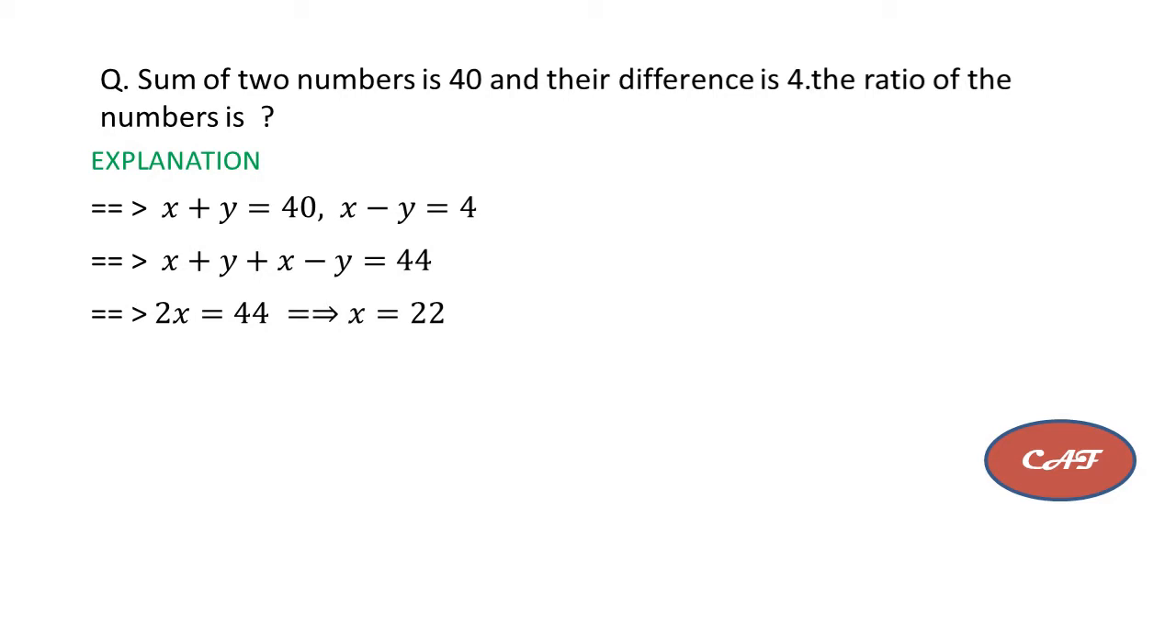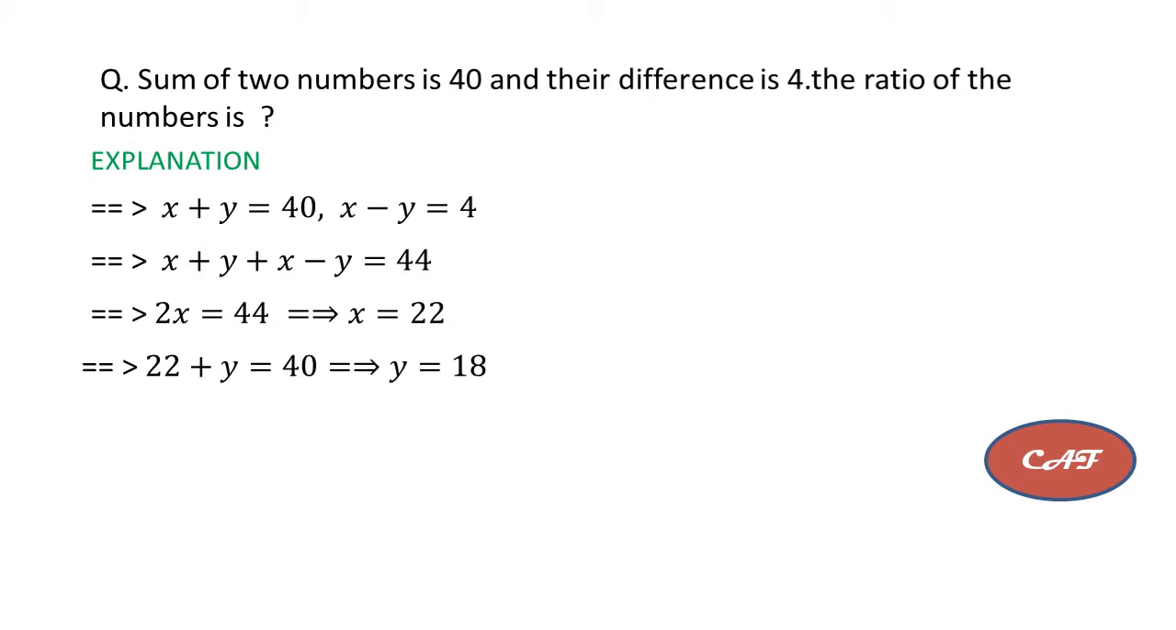I am substituting the x value in equation 1, or you can substitute in equation 2 also, but I am substituting in equation 1. So x plus y is equal to 40, so 22 plus y is equal to 40. If you take 22 to the right side, y is equal to 40 minus 22, 18 will come. So I know the x value and y value.